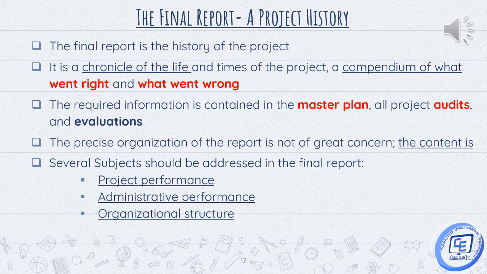Next, content is or should be more valuable than anything in the report. The quality of the content matters. It should include everything, right? All the required details should be there. Next, added to this, a few important things that should be mentioned in the report are project performances, administrative performances, and organization structure.